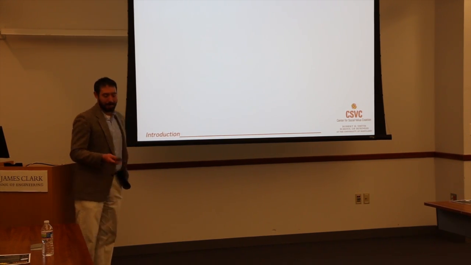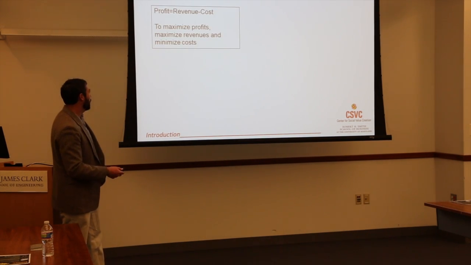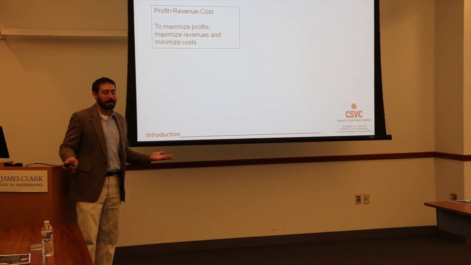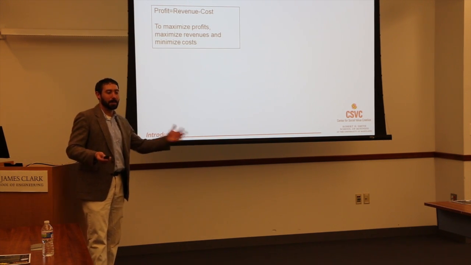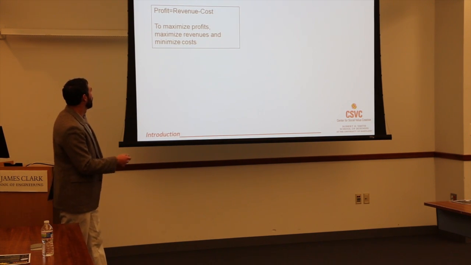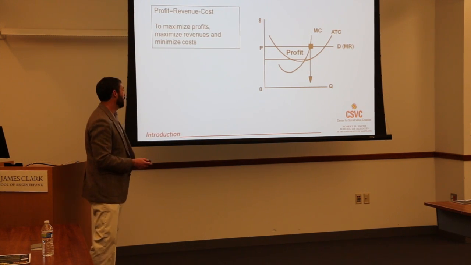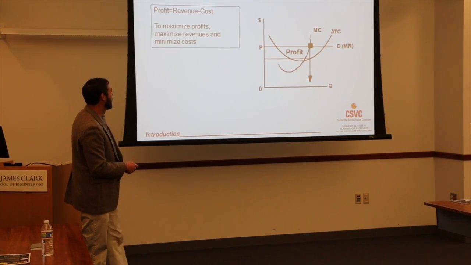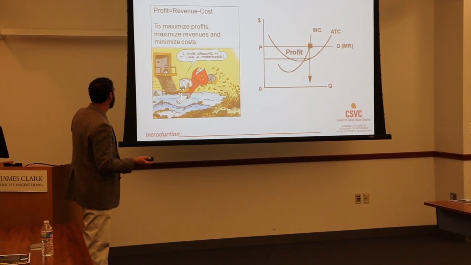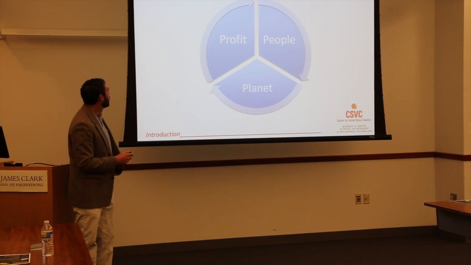So profit, not to get too economics-y on you in engineering school, but it's revenue minus costs. So it's a pretty simple equation. To maximize one's profit as an entrepreneur, you either want to maximize your revenue or minimize your costs, or ideally do both. I'm not going to get into marginal cost curves or average cost curves, but it's pretty basic. If you do everything right, you make a lot of money, and everything is hunky-dory.